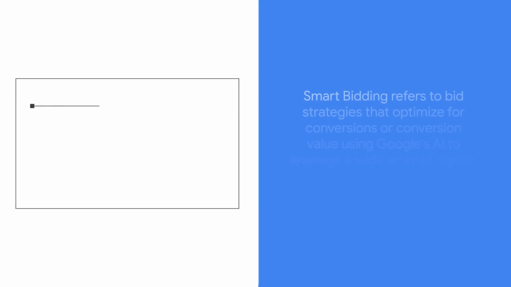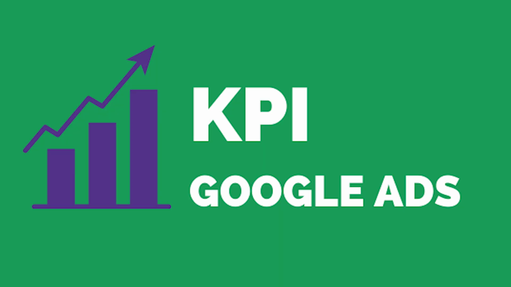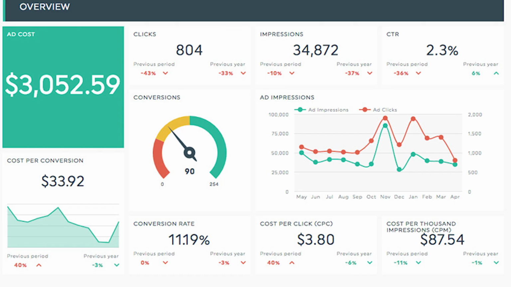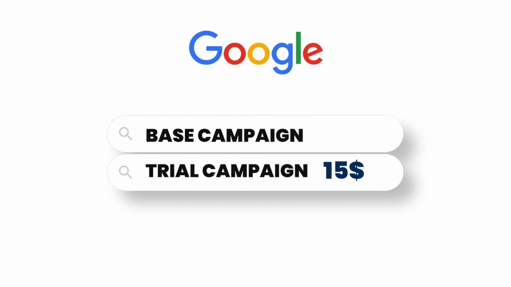Everything stays the same: keywords, ads, landing pages. The only difference is the bidding strategy. Google splits traffic evenly, so both strategies compete under identical conditions. Run the test for at least 2 weeks and evaluate your main KPI, usually cost per conversion. If the trial campaign generates leads at $15 while the base is at $20, you've found a winner. Apply the change. As you scale, another issue appears: data silos.